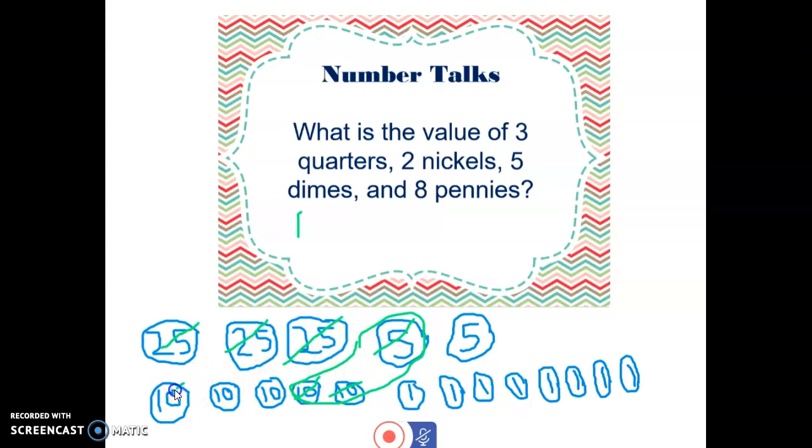Next, let's count the rest of our change. I have 10, 20, 30, 35, 36, 37, 38, 39, 40, 41, 42, 43. Did you get $1.43? If you did, good job. You guys are awesome.